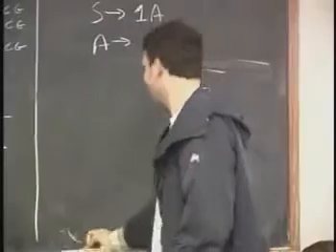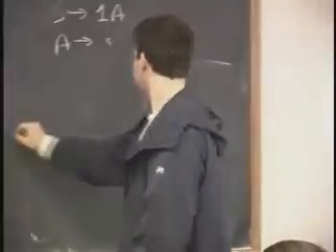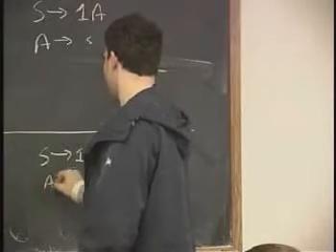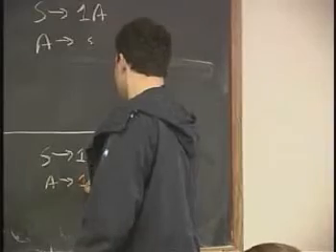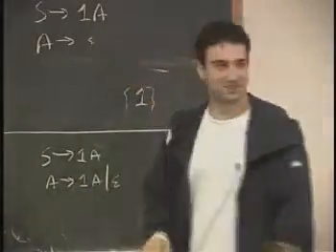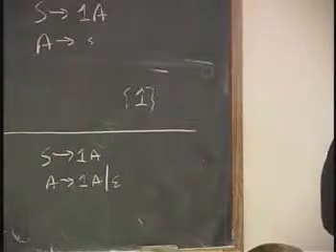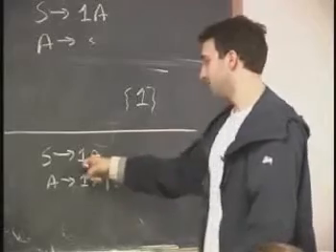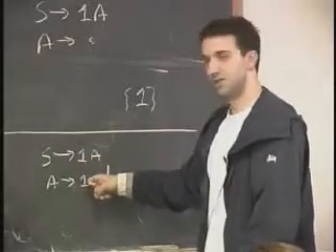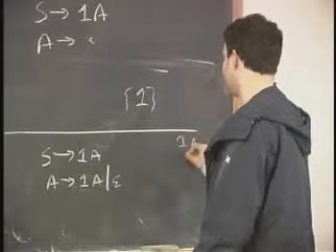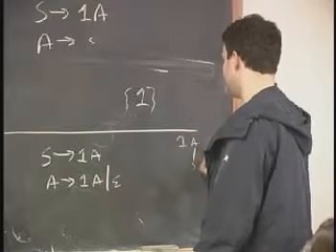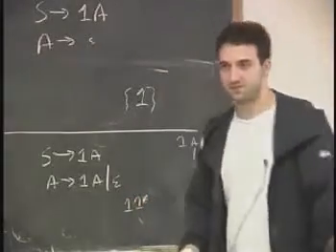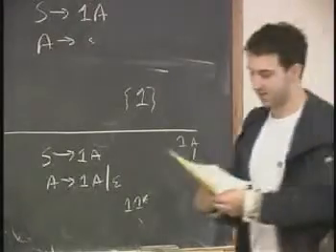But now, what if I had S goes to 1A, A goes to 1A or epsilon? It's all strings of ones. You have to have at least one 1, and then you could have more of them. You could go 1, A, and then expand this into 1A. So you get 1, 1A, et cetera. So this is 1, 1 star.